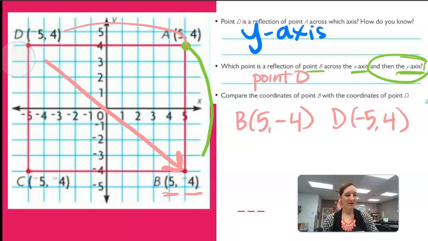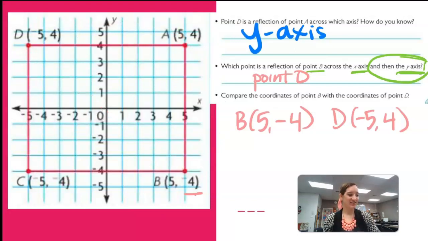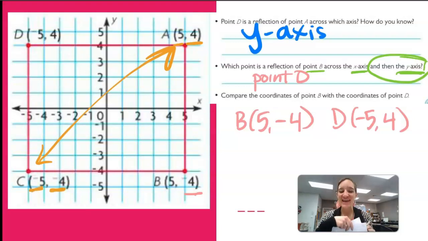That's cool. I wonder if that's true with the other direction. I wonder if we went this direction. So cool. We have a positive, positive, and down here we have a negative, negative. That's cool. So if we flip across the x and then the y, we're going to end up with the exact opposite numbers. Kind of cool.